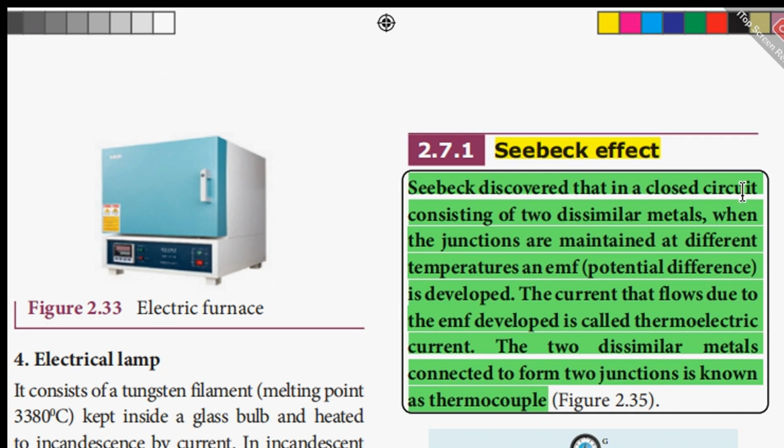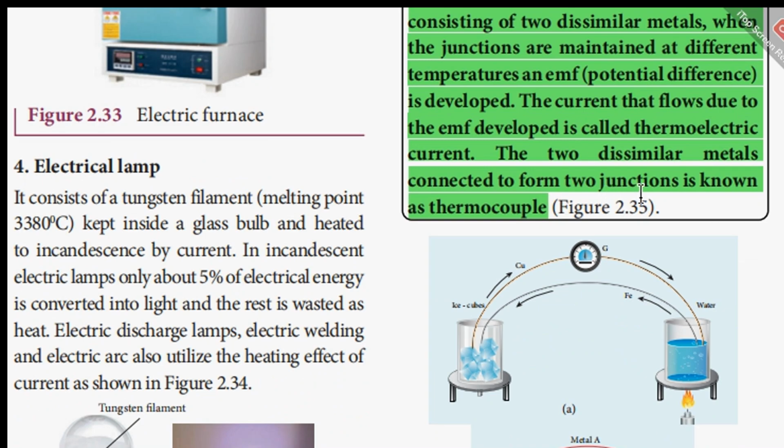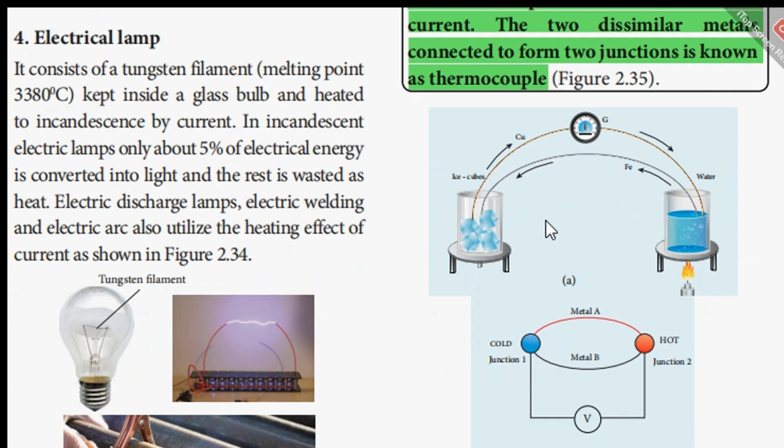Seebeck discovered that in a closed circuit consisting of two dissimilar metals, when the junctions are maintained at different temperatures, an EMF is developed. The current that flows due to the EMF developed is called thermoelectric current. The two dissimilar metals connected to form two junctions is known as a thermocouple.